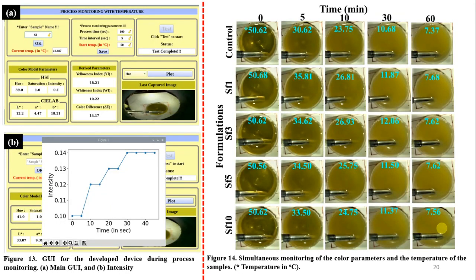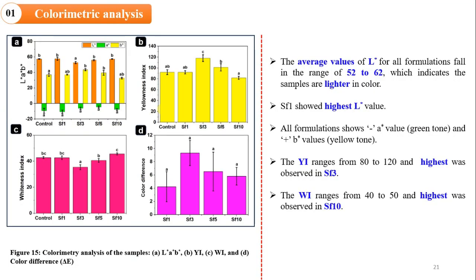So here the samples were analyzed, and as I told you, we can get the time versus intensity plot, and also the results along with the temperature and the color parameters would be saved in an Excel sheet. These are the normal colorimetric analyses which have been done at the end of the study.